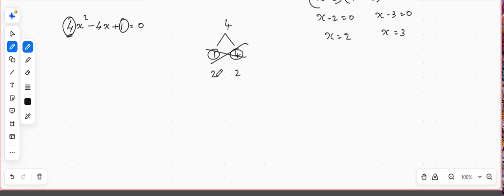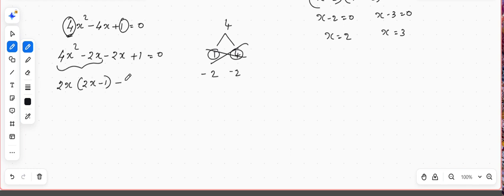Right? What is left out? 2 and 2. But here I need minus. So this has to be minus, this has to be minus. So can I substitute? What do I get? 4x square minus 2x minus 2x plus 1 equal to 0. Can I group them? Yes. What is a common factor? 2x. What is left out? 2x minus 1. What do I get? Minus 1 I take outside. What is left out?